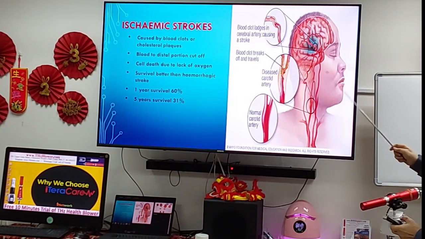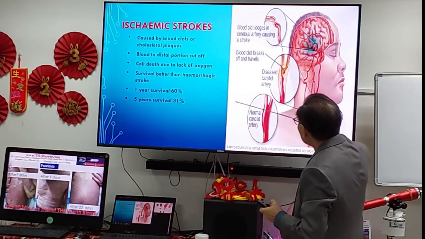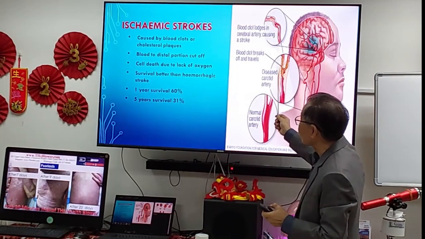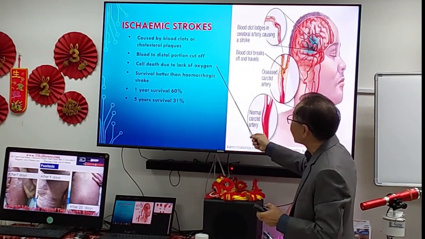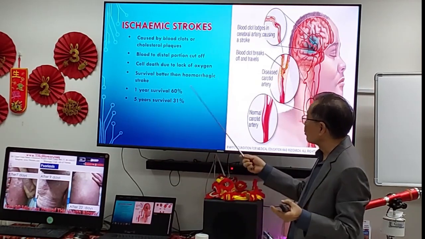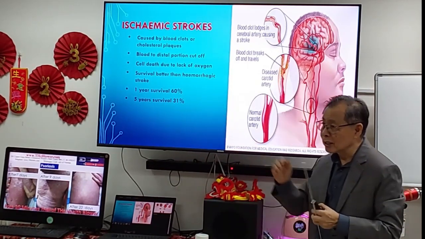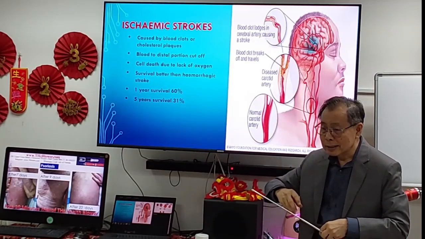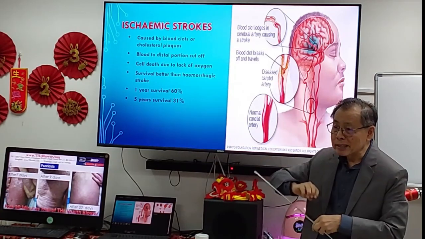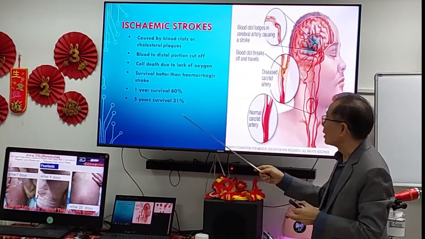Stroke is caused by blood clots or cholesterol plugs. When there is a blockage, the blood supply to the distal part is cut off, and of course your brain cells die because no oxygen comes through. Survival is better than with hemorrhagic stroke. Hemorrhagic stroke is when the blood vessel got broken, and blood bleeds into the surrounding tissues of the brain.